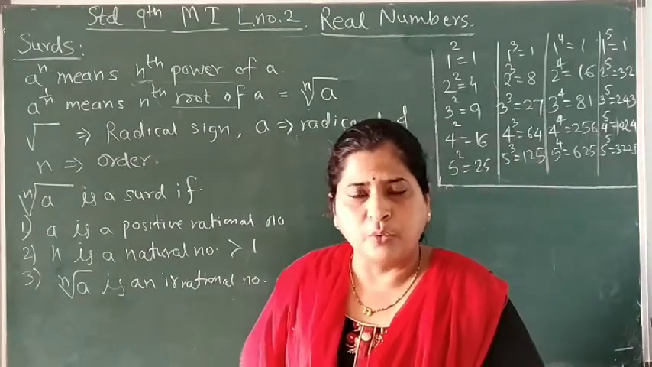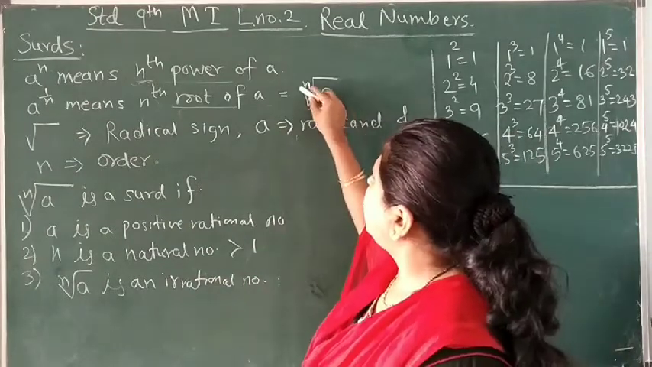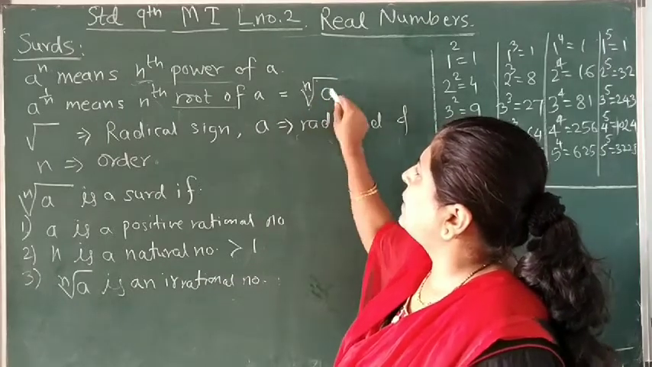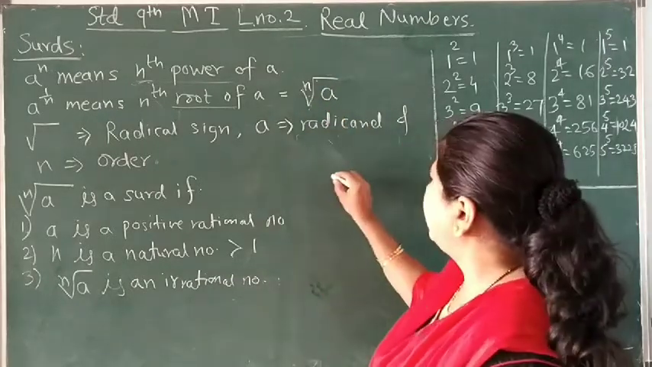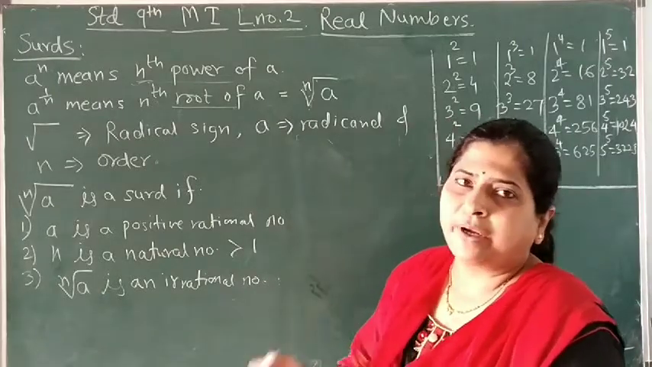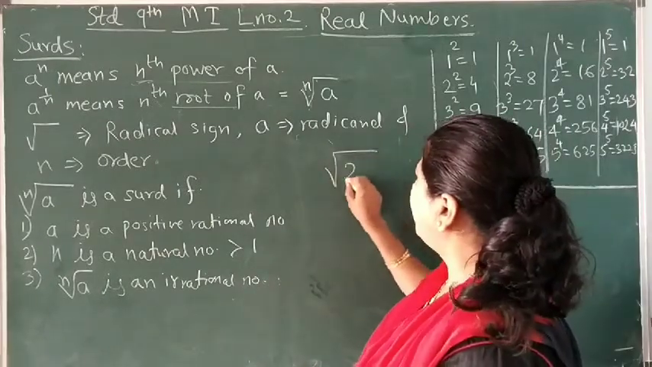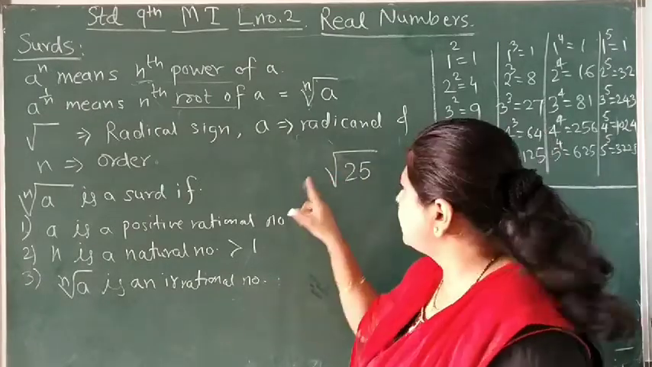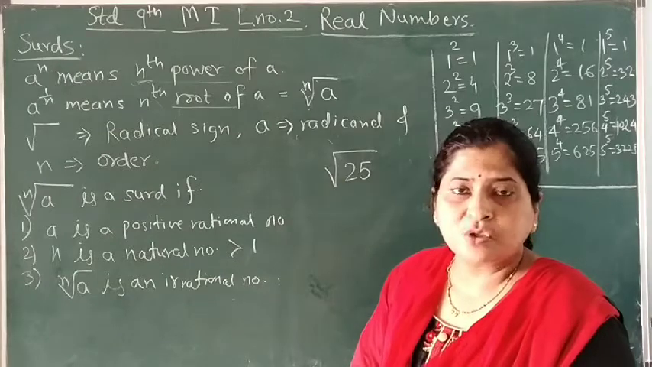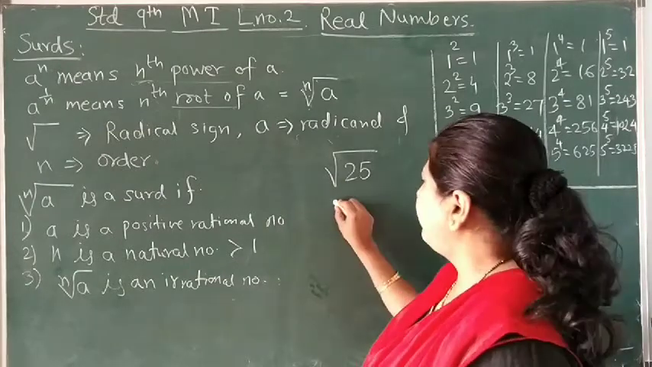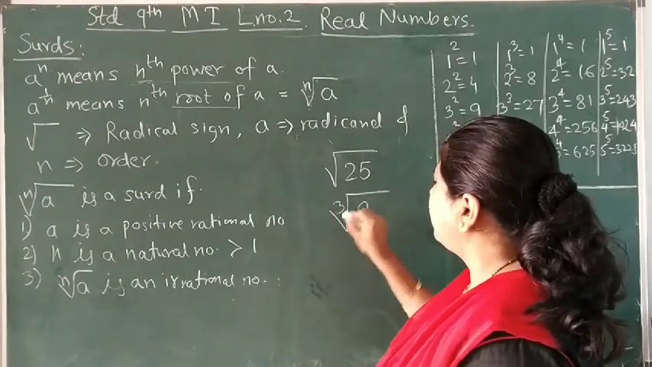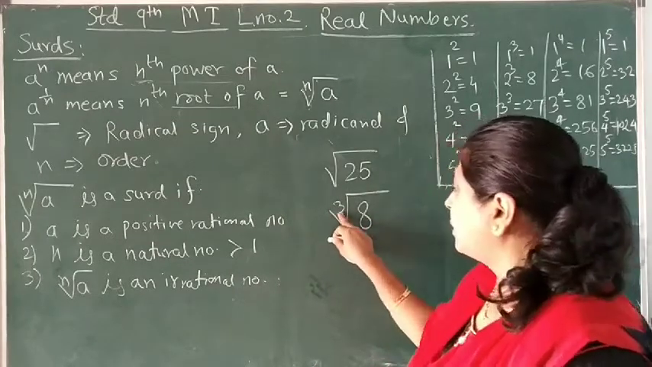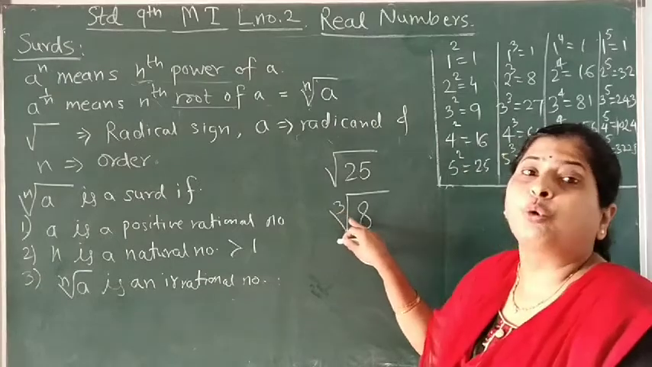One more method to write the root is using this symbol; it's written as the nth root of a. For example, if you want to write the square root of 25, we write it with the radical sign. When we do not write any number here, it is assumed to be the square root, that is the second root. If we write 3 here and 8 under the sign, it means the third root of 8, that is the cube root of 8.